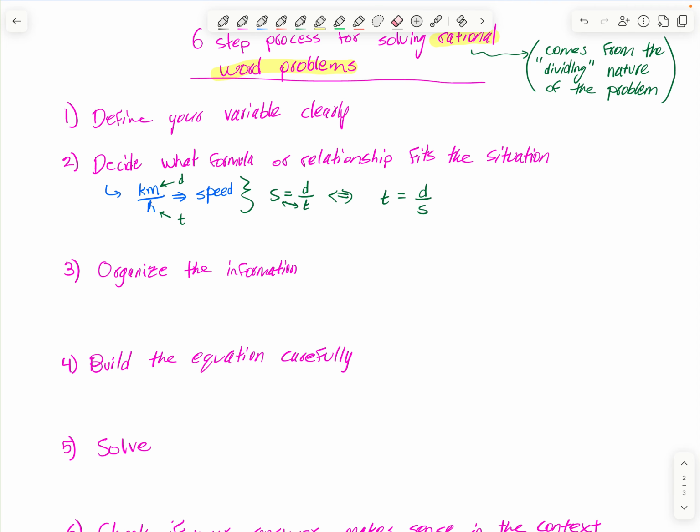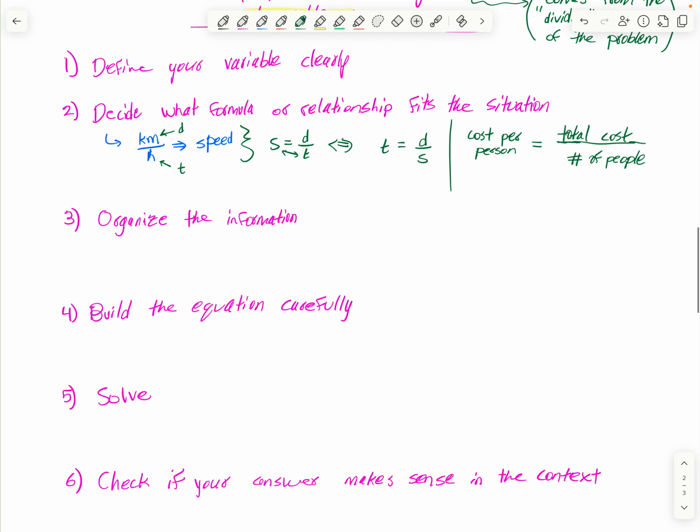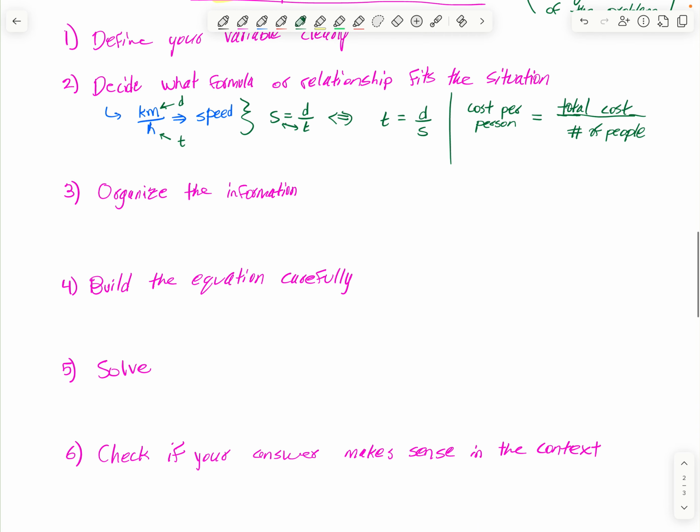Another type of relationship that comes up a lot is when we have cost per person. So I'll write that here. For example, cost per person. So things like shared cost per person is equal to total cost divided by number of people. Right? That's another way that these kinds of rational equations can show up in these types of problems. Okay, so let's just go through the examples very carefully, and we'll see how this fits into the bigger picture.